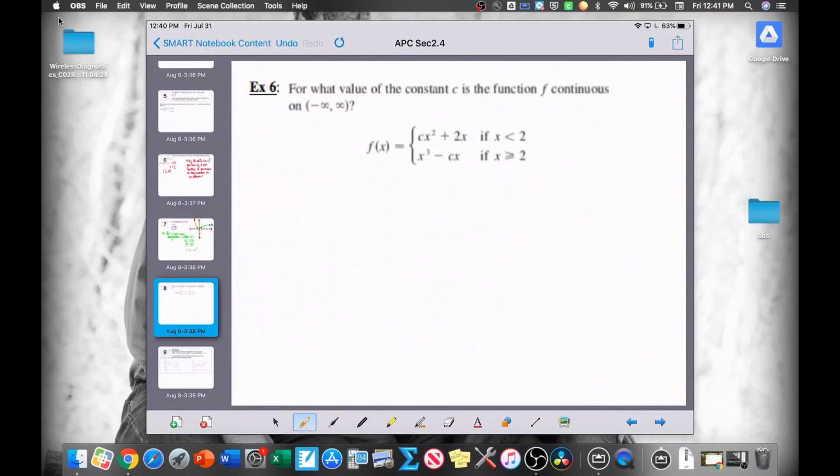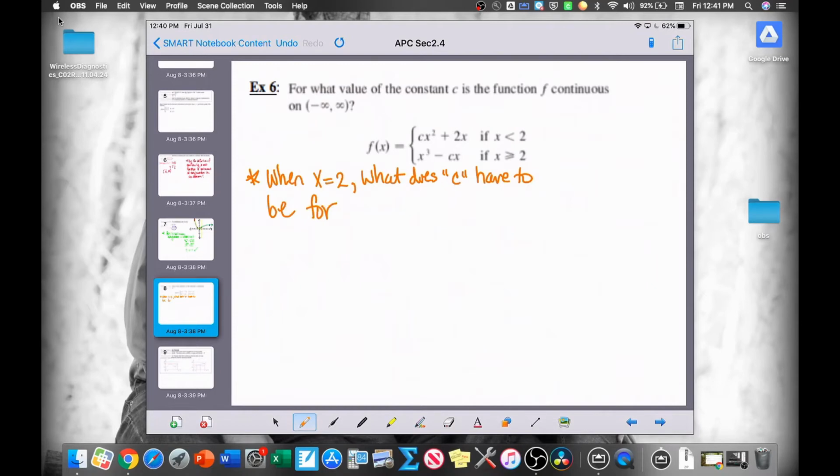Example 6 asks us, for what value of the constant c is the function f continuous on the interval negative infinity to infinity? So again, we have another piecewise function, and our domain change is happening when x equals 2. So what they are asking us to do in this problem is, when x equals 2, what does c have to be for the two functions to equal each other at that location in order for us to have continuity?